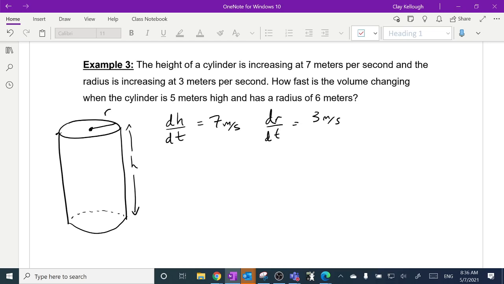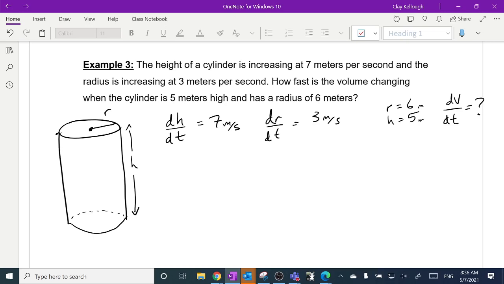Then we know that we have a point where R is 6 and H is 5. Both of those are in meters. And what we're being asked to find is the change in volume over time. So there's the organization of all our information. We got a picture. We can visualize this.